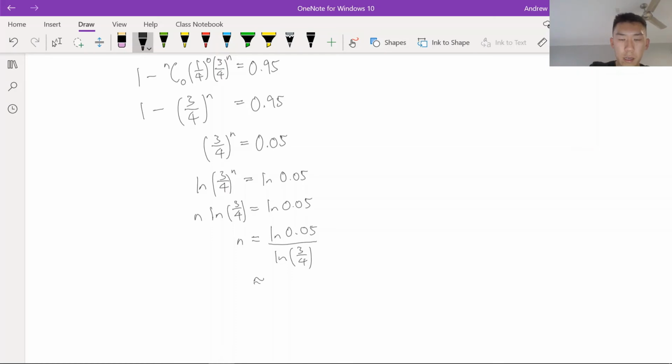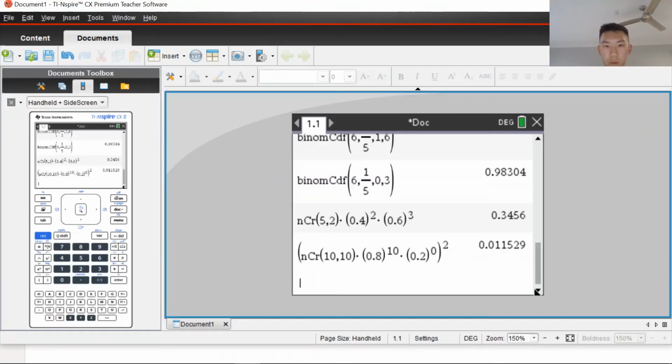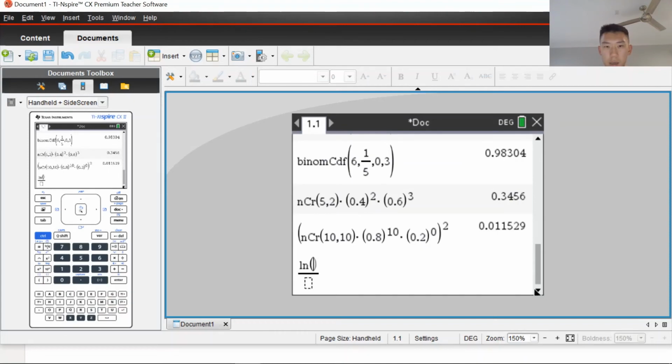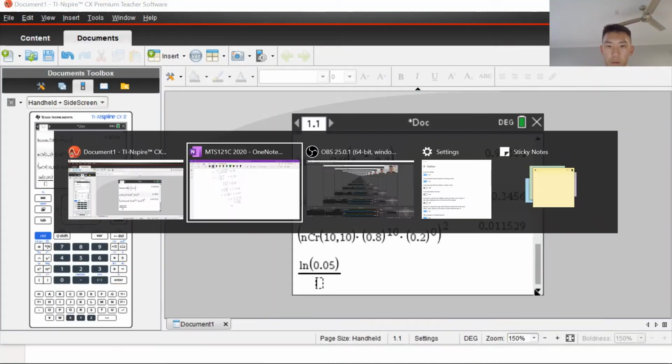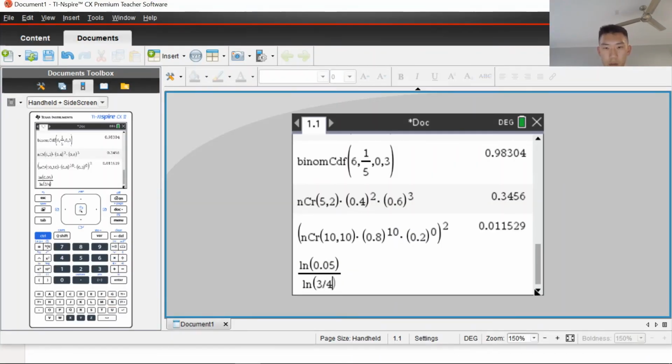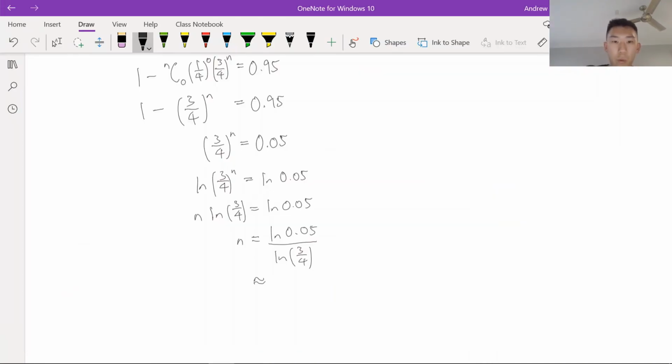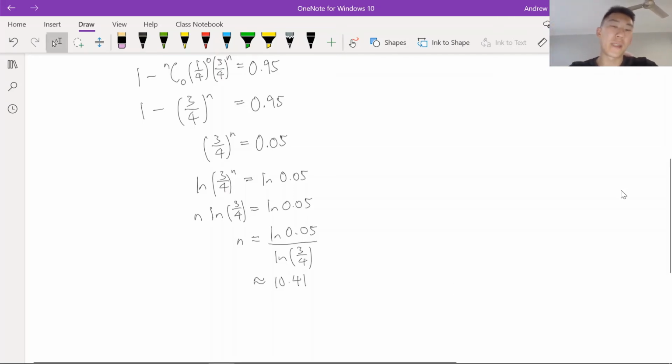Rearrange. n approximately equals ln 0.05 over ln 3/4, which is 10.41. So that means if we do 10.41 trials, we'll get exactly a 95% chance of picking at least one red carnation. But we can't have 10.41 trials, and we need at least a 95% chance, so we have to round up. So therefore, n equals 11.